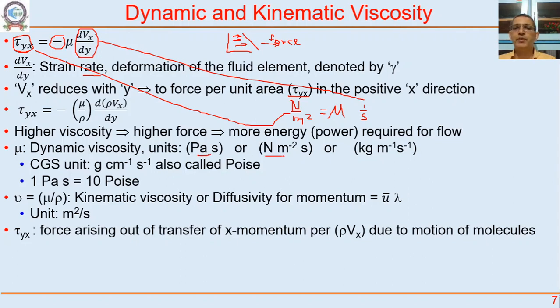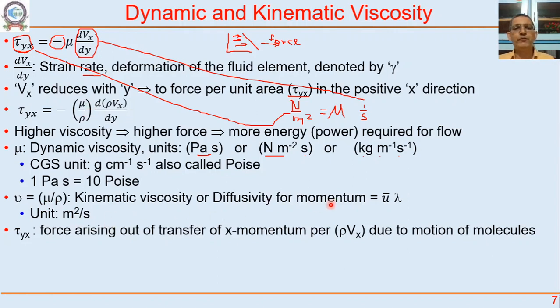Newton per meter square into second. And Newton we can also write in terms of kilogram meter per second square. This would be kilogram per meter per second. That will be the unit of viscosity. Now kinematic viscosity, mu by rho, will have unit of meter square per second. Right? Just check that for yourself from here.